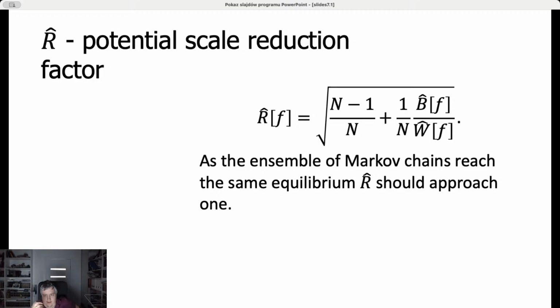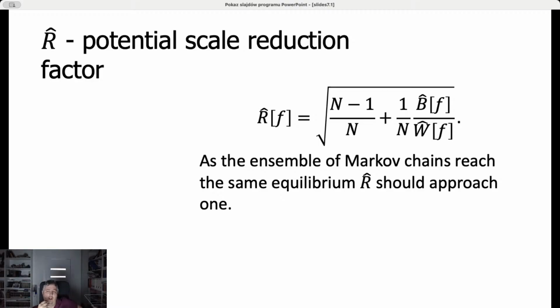Generally, R hat is 1 if within chain variance and between chain variance are equal. Because if those variances are equal, then we see that all those chains explore the typical set properly. However, if there are some differences, R hat will either grow or diminish.